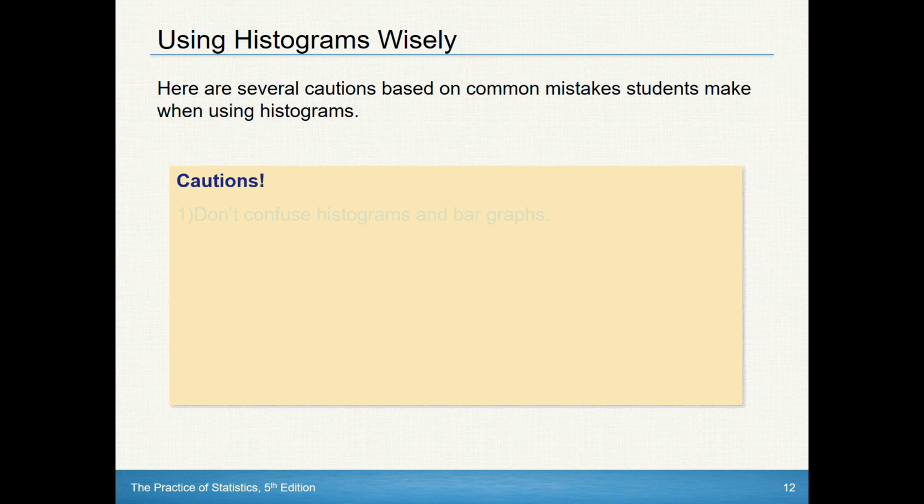Using histograms wisely. I talked about this already, but don't confuse histograms and bar graphs. Histograms are for quantitative data, and therefore the bars should be touching, and we can identify shape from them. Bar graphs are for categorical data, and they should not be touching, because they're not representing a continuous number line. And you shouldn't try to talk about shape from a bar graph because the order of the bars is arbitrary.